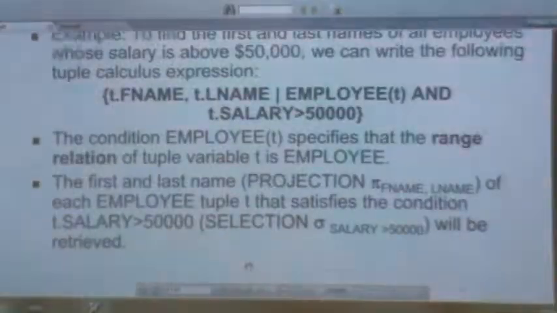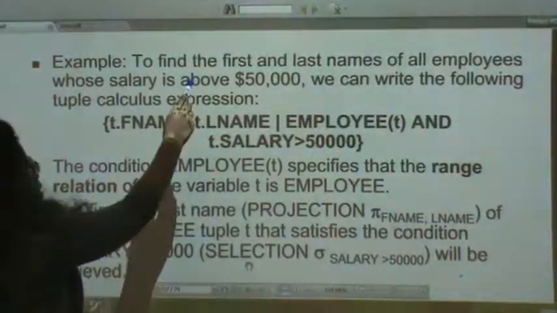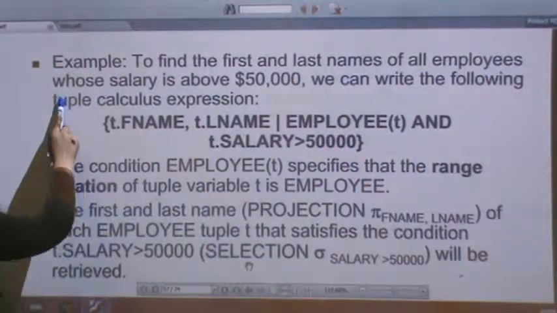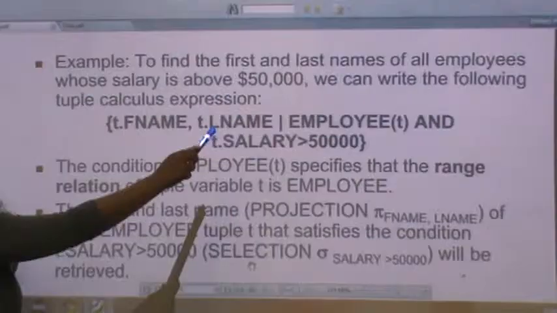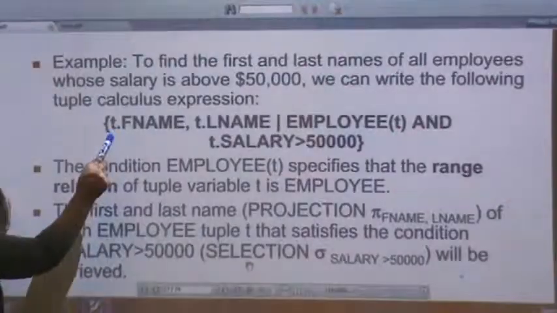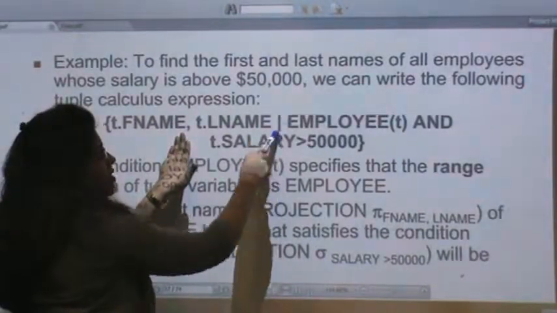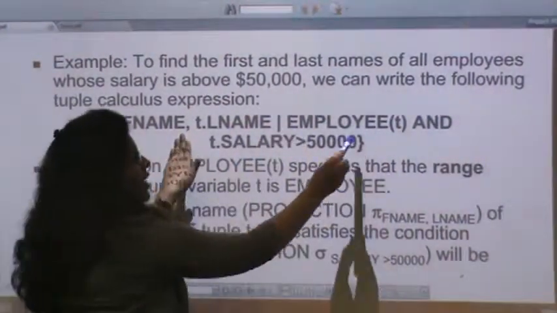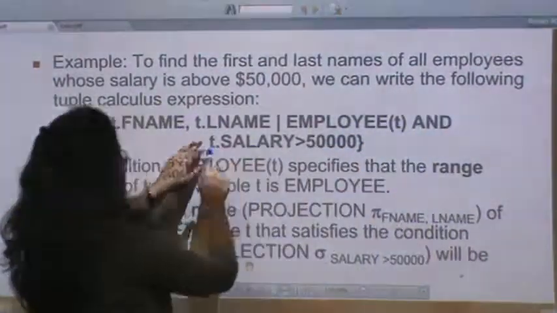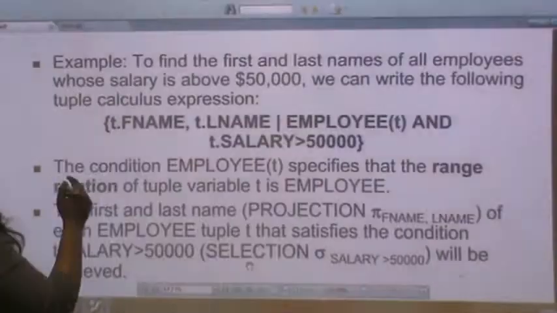So relational calculus. Here we're trying to find the first name and last name of all employees whose salary is above 50,000. We can write the following calculus like this: T dot F name, T dot L name, where T is in the employee table, and T dot salary is greater than 50,000.